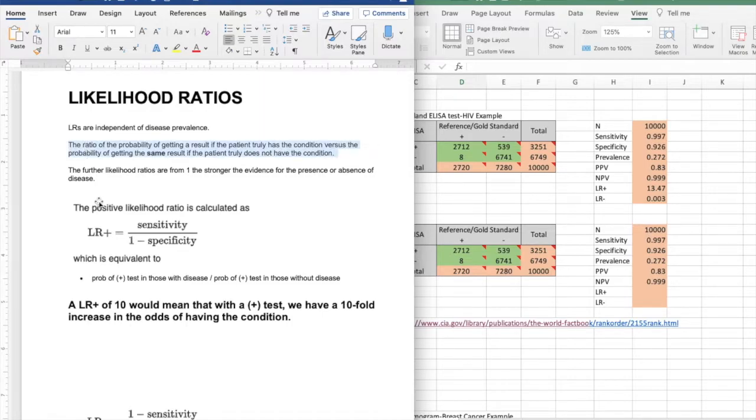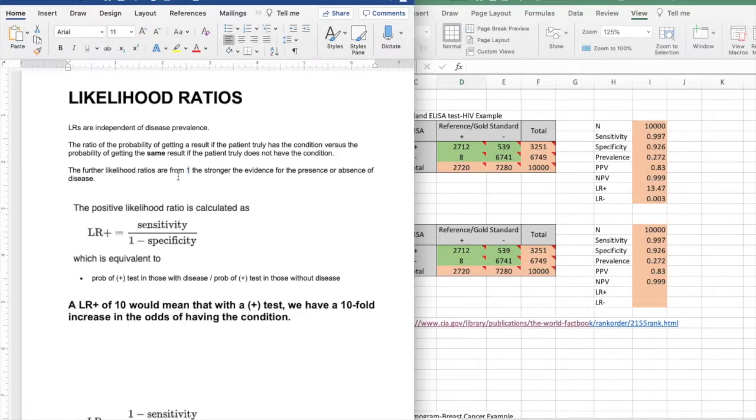So essentially, a likelihood ratio is the probability of getting a result, could be positive or negative, if the patient truly has the condition, over the probability of getting that same positive or negative result if the patient truly does not have the condition. So, in other words, a likelihood ratio of 1 would mean essentially that the test didn't change anything. It was meaningless.